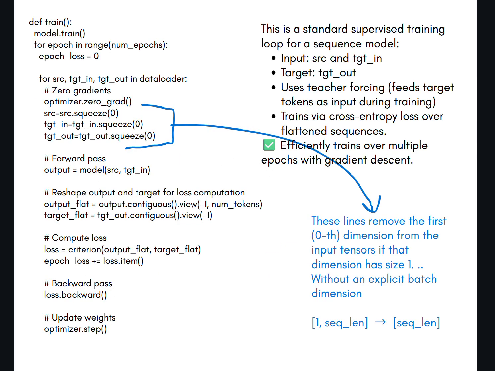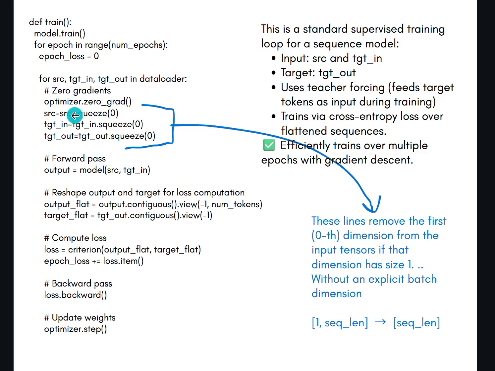Okay, now we'll talk about the training pipeline. So this is a standard supervised training loop for a sequence model, right? So what are we looping through? Of course, we are looping first through the epochs. Epoch loss is 0, we initialize it at the beginning of the epoch, and now we are iterating through the data loader, right? So source, target input, target output.